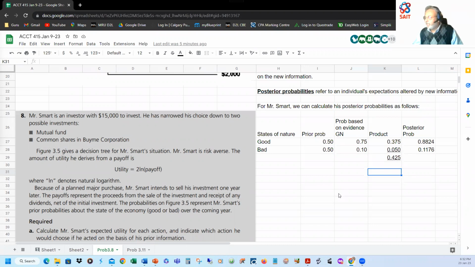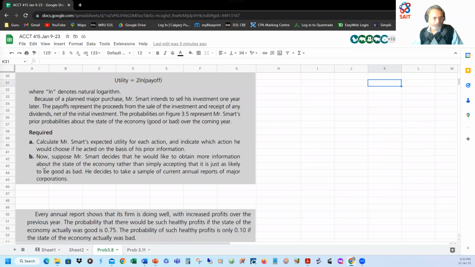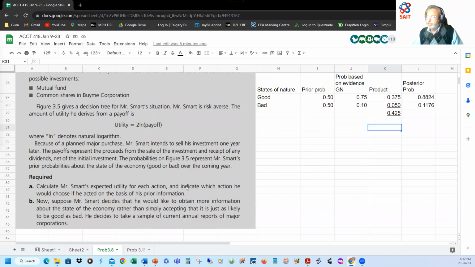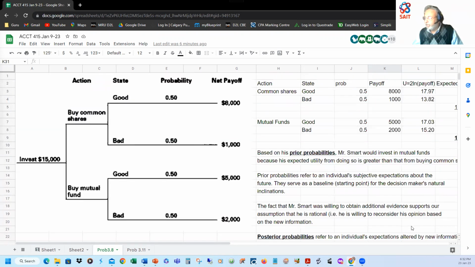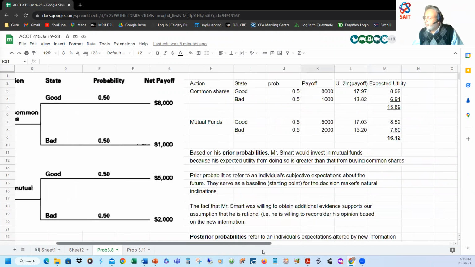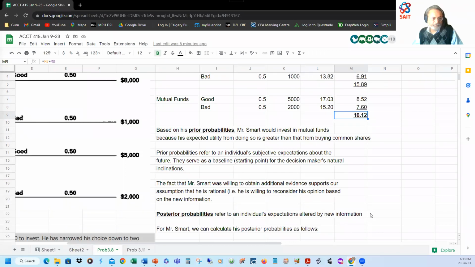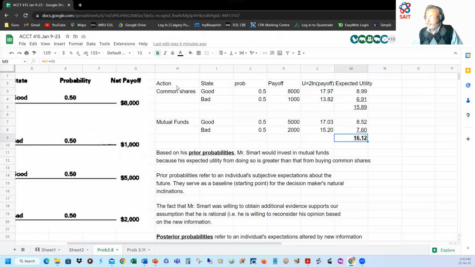So in this particular case, we were asked a before and after sort of question. If Mr. Smart has not done any research, what's his baseline inclination? His baseline inclination is that he would go and buy the mutual fund. His utility is expected to be greater from investing in a mutual fund than it is from investing in common shares. Now that Mr. Smart has gone and done homework, could that change? Should that change? That's for us to determine now. We're going to have to redo this math.